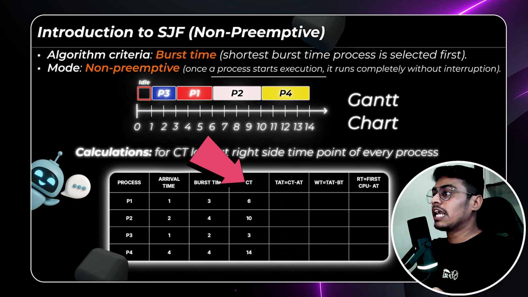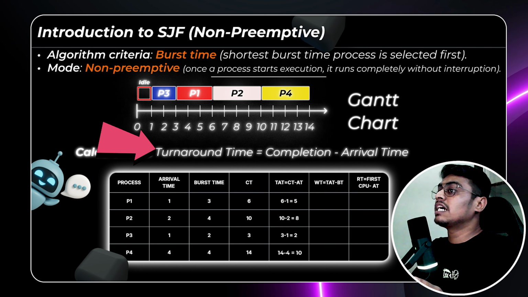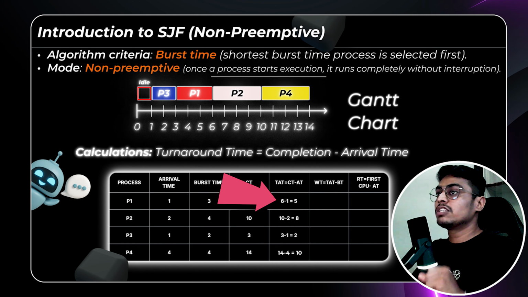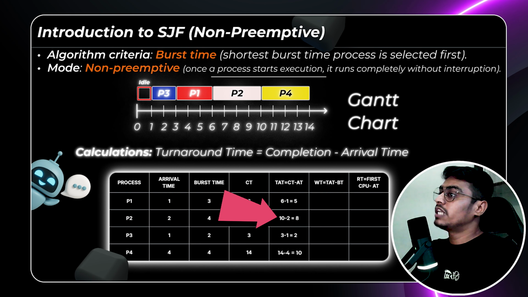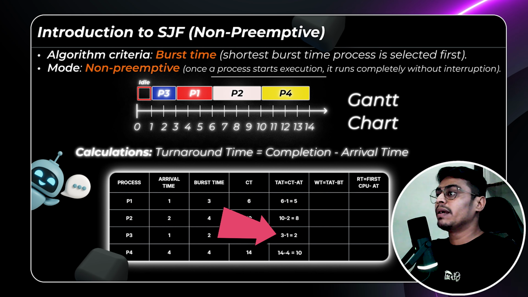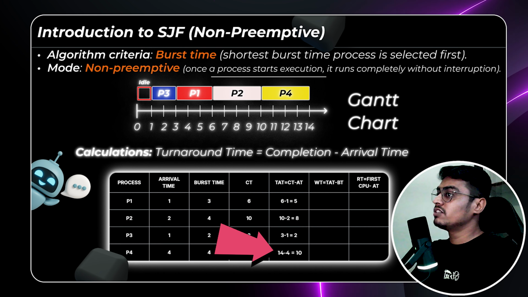When completion time is calculated, then for turnaround time and waiting time, just use the simple formulas. Turnaround time equals to completion time minus arrival time. So for P1, 6 minus 1 it is 5. For P2, 10 minus 2 it is 8. P3, 3 minus 1 it is 2. For P4, 14 minus 4 it is 10.